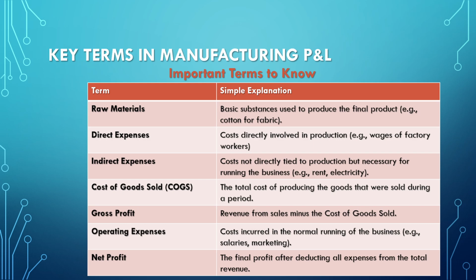Next is gross profit. Now this is your initial profit. Gross profit is what is left after you subtract the cost of goods sold from the total money you made from selling your products. So gross profit is basically revenue from sales, that is total sales, minus the cost of goods sold. That is your gross profit.